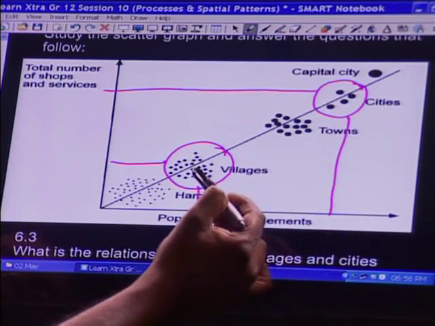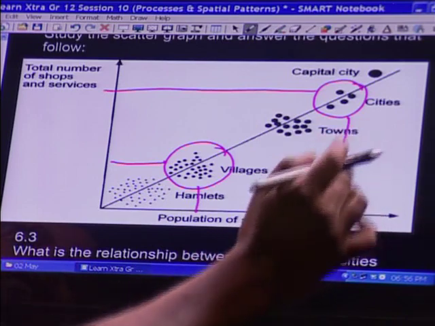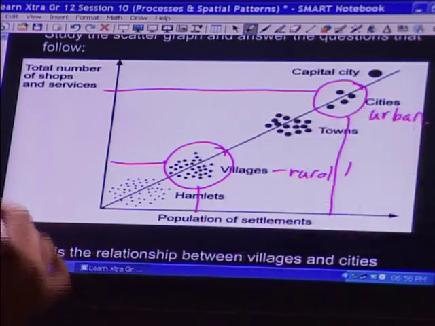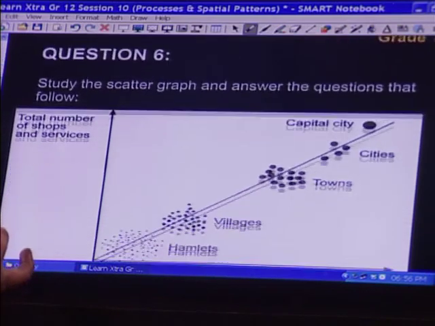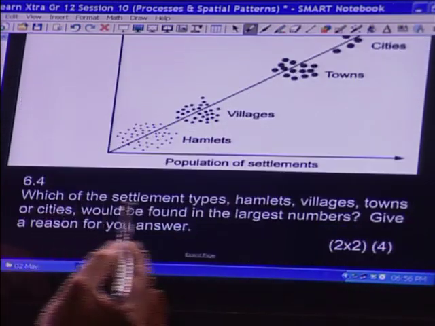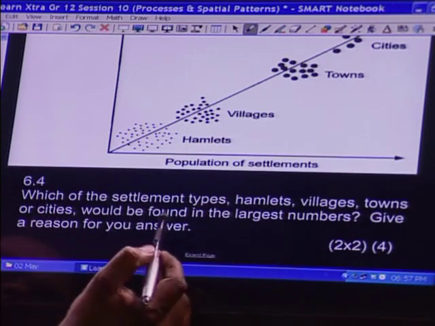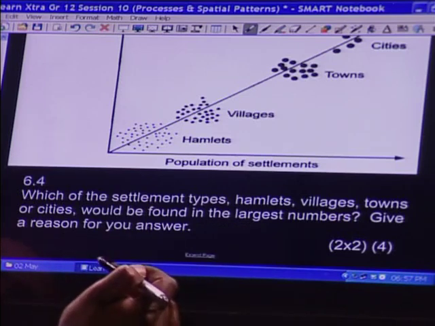Do you note the following? Your village is a rural settlement, whereas your city is an urban settlement. Moving on to the next question. Which of the settlement types, hamlets, villages, towns, or cities, would be found in the largest numbers? Give a reason for your answer.